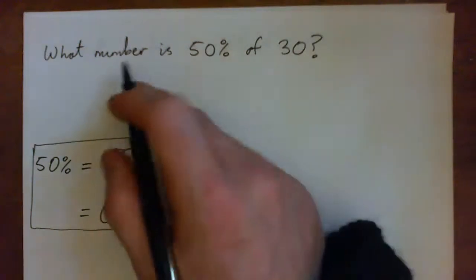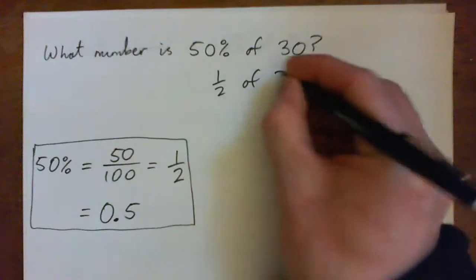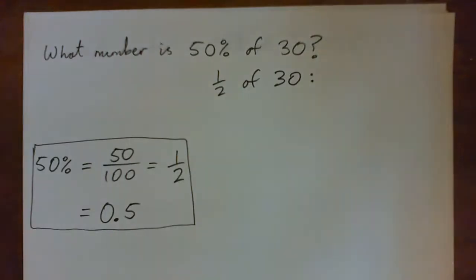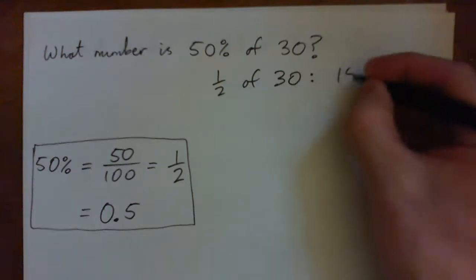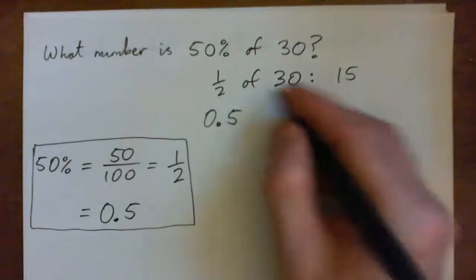So when I say to you, what number is 50% of 30, I want you to think of this. What's a half of 30? Write down the answer. What's a half of 30? It's 15, right? Or we could be getting 0.5 of 30.